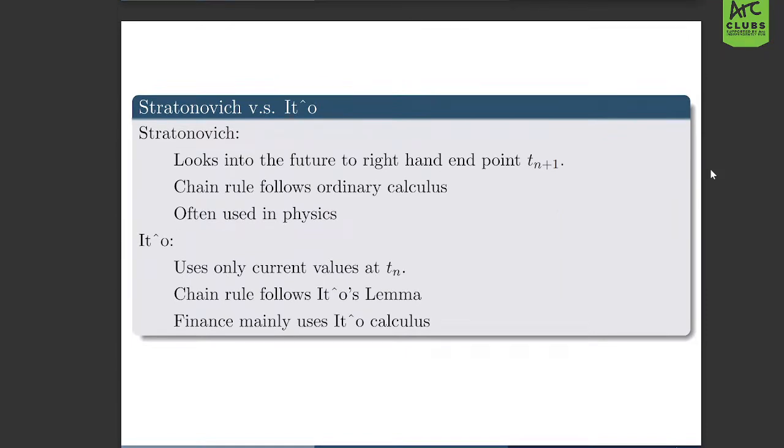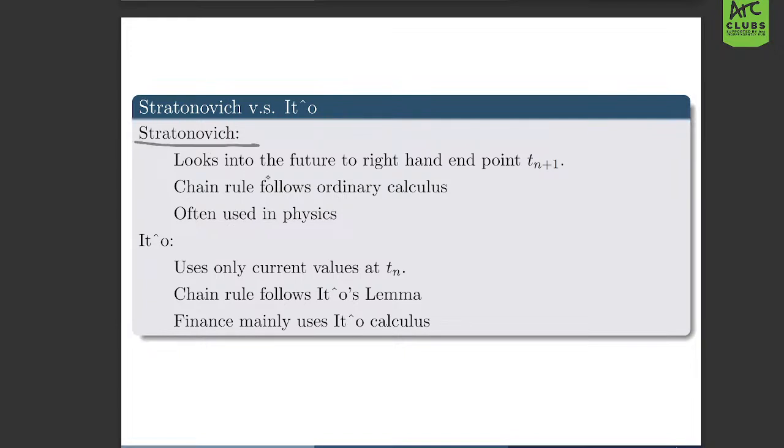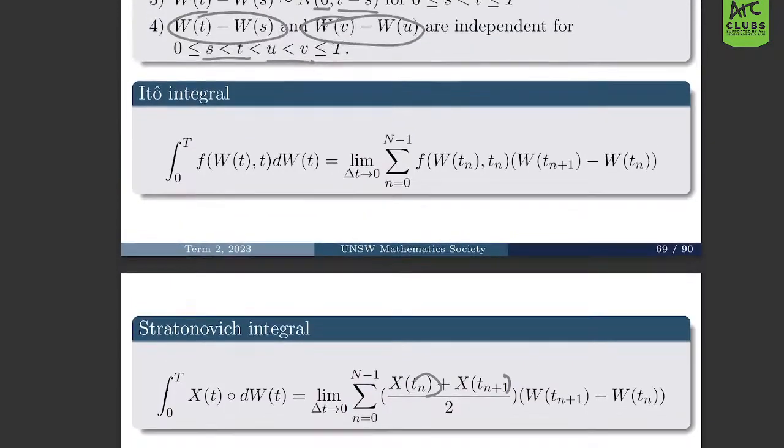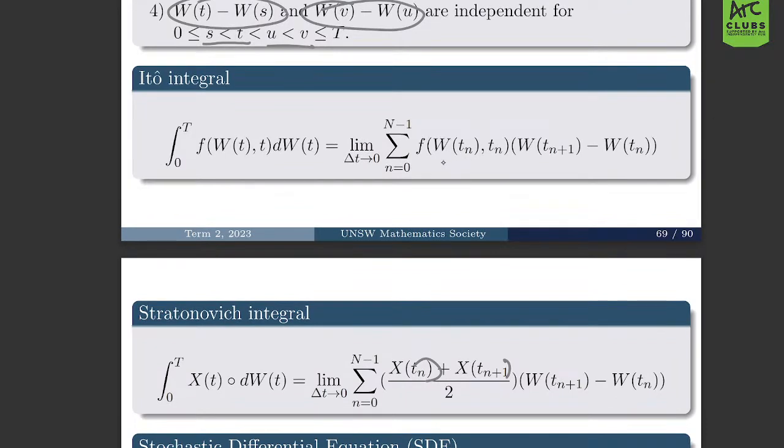And essentially with the two integrals above, these are the properties and the things that I want to draw your attention to. Firstly, for this one over here, it looks into the future, to the right-hand side of the endpoint. So it is more complicated in a sense because it has the ability to look into the future instead of just focusing on the current, whereas if you compare it to Ito's integral, it doesn't have this property. So you see that the difference is really here.